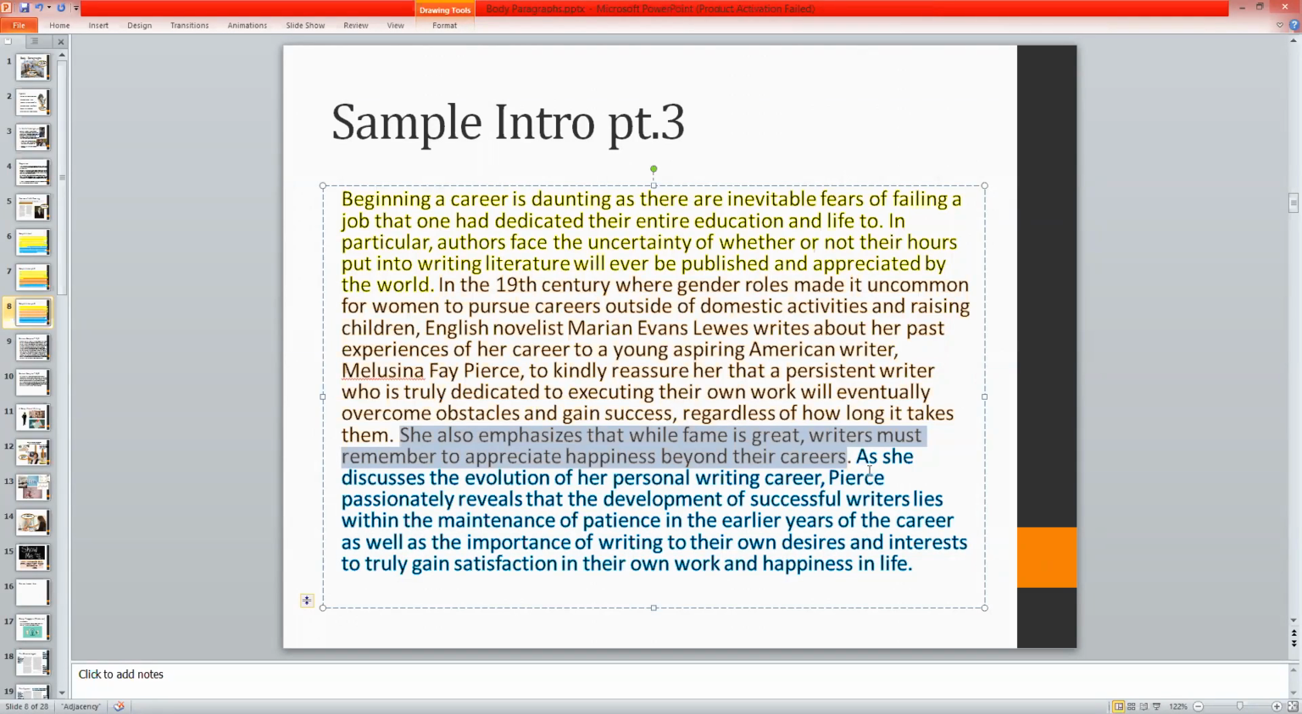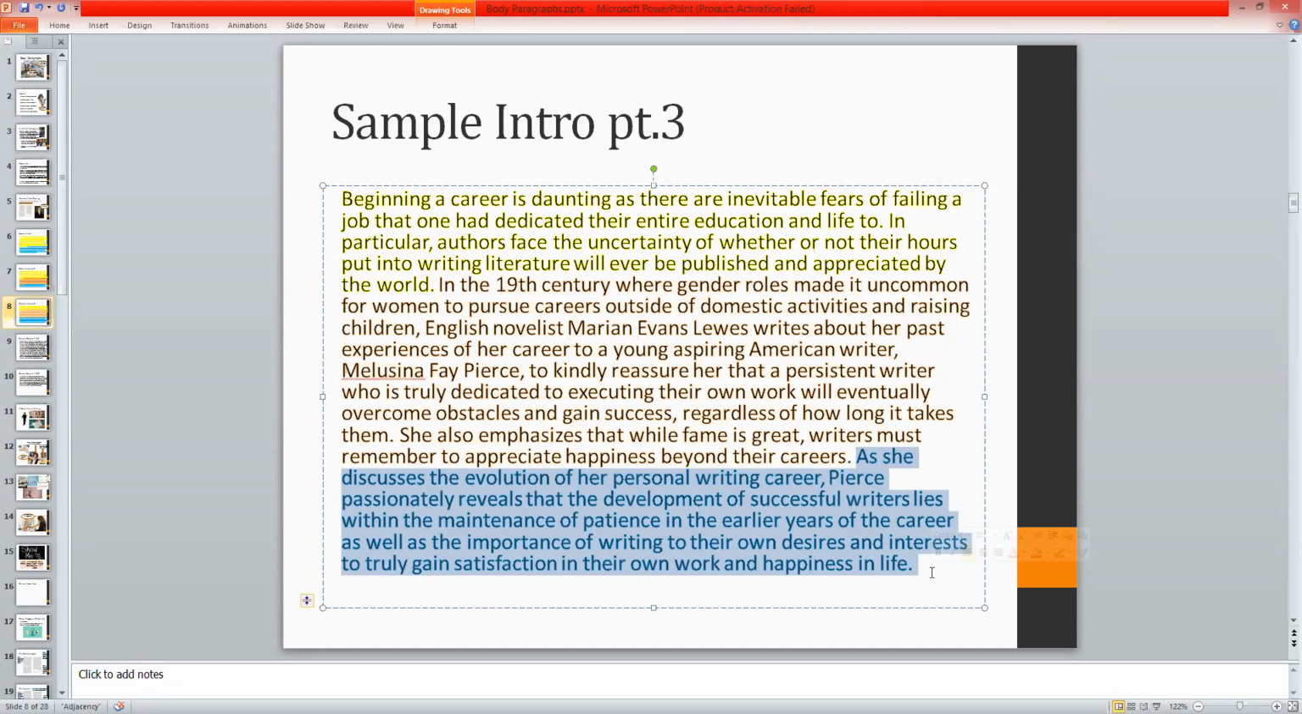And then finally get the thesis ultimately. As she discusses the evolution of her personal writing career, Pierce passionately reveals that the development of successful writers lies within the maintenance of patience in the earlier years of the career, as well as the importance of writing to their own desires and interests to truly gain satisfaction in their own work and happiness in life.